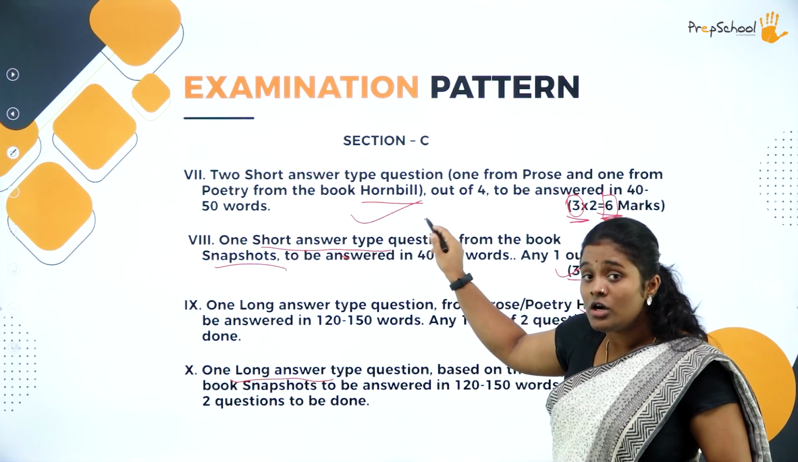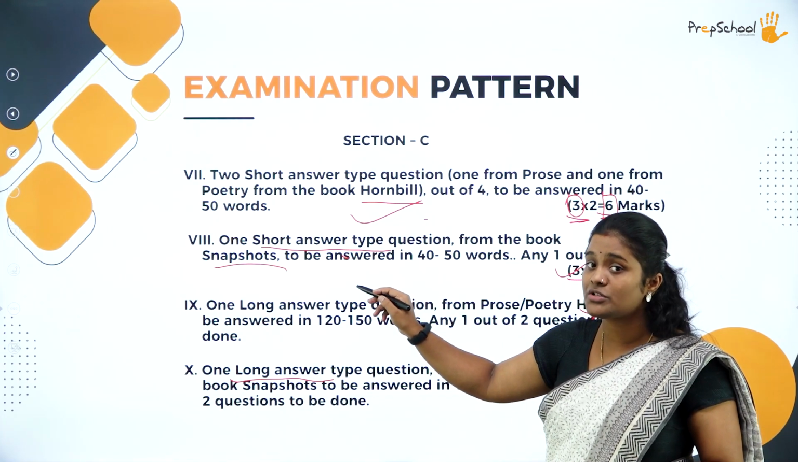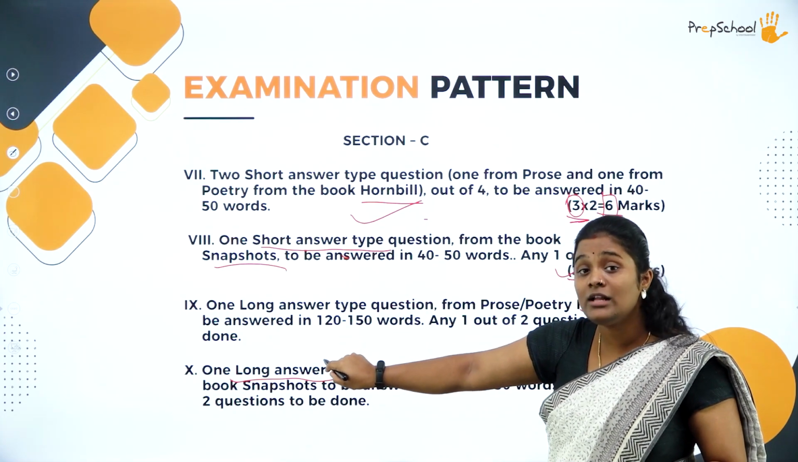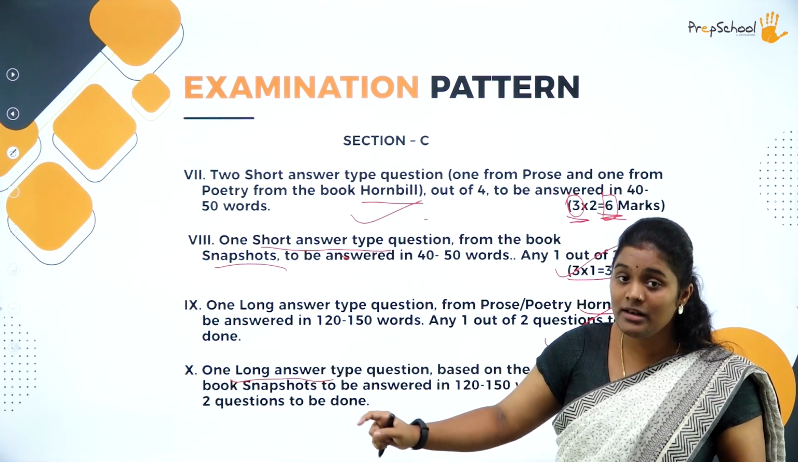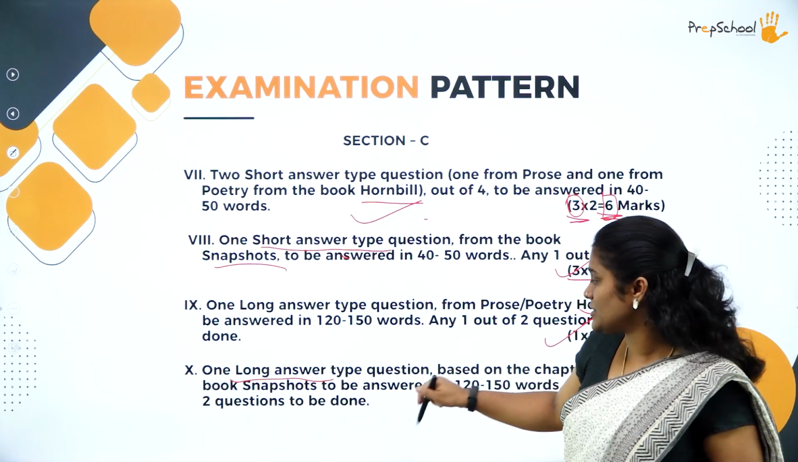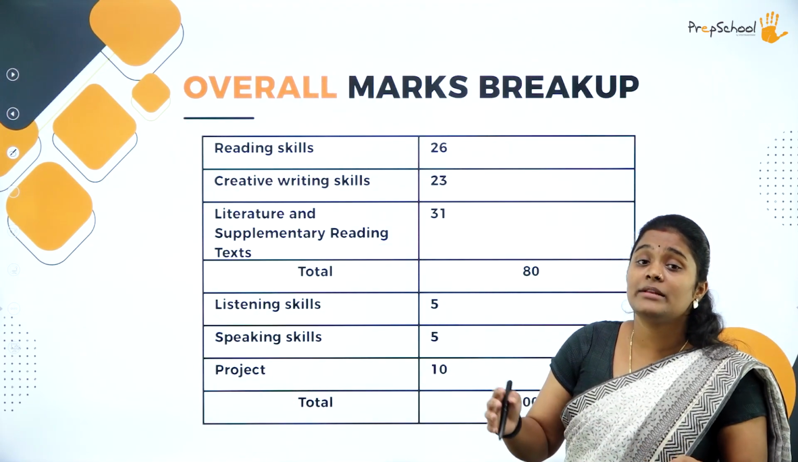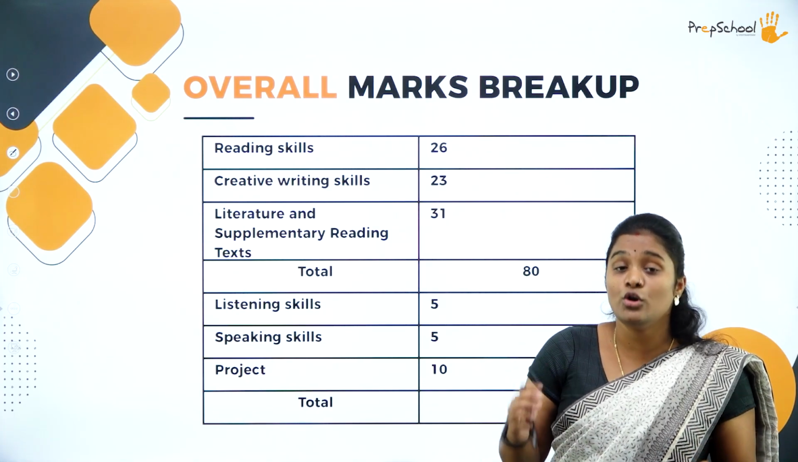So there are two short answer type questions from the Hornbill textbook, one short answer type question from Snapshot, and one long answer type question from Hornbill, one long answer type question from your textbook Snapshot. Clear? That's for 6 marks each. That is how your examination pattern, or your question paper pattern, looks like.